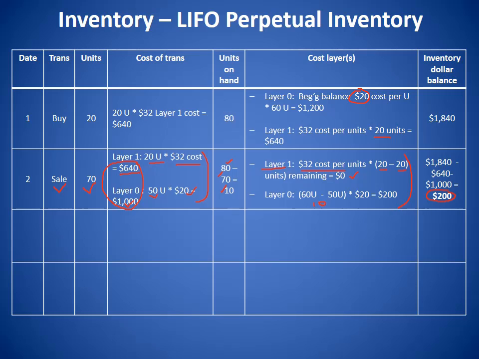Let me switch to another color here for a second. Okay, so we started out with the $1,840 inventory balance from our previous balance. We had to subtract out layer 1, which is the 20 units times $32 a unit, so we subtract out $640. We also have to subtract out 50 units from layer 0, which amounts to $1,000. So we subtract out the $1,000, and you can see we get back to the $200. Okay, let's go on to the next transaction.